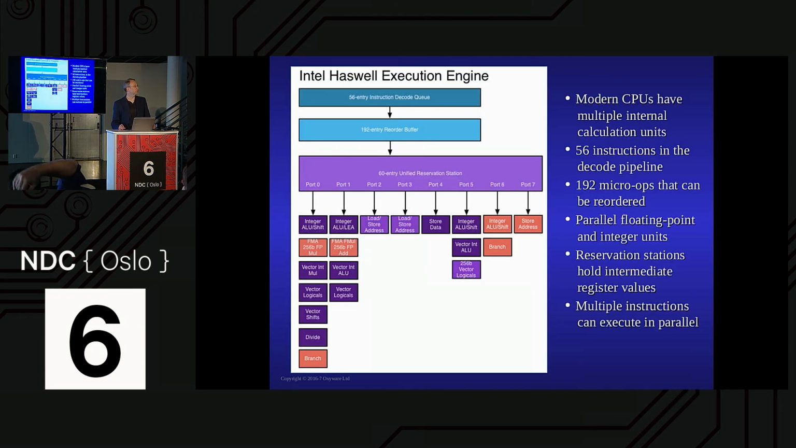Here's the inside of a Haswell. Nice Intel chip, just to give you an idea of the sort of kind of things that are going on inside here. 56 entry instruction decode queue. So the instructions that come in are decoded into simpler instructions, and it's got 56 of those. That's followed by 192 entry reorder buffer. So it takes those simple instructions, those micro-ops, and reorders them. So if you thought you know what was going on, the answer is you don't. And it's doing whatever it feels like. It's then got this 8-port 60-entry unified reservation station thing. Okay, a reservation station is basically like saying a piece of memory that can hold a register at some point.